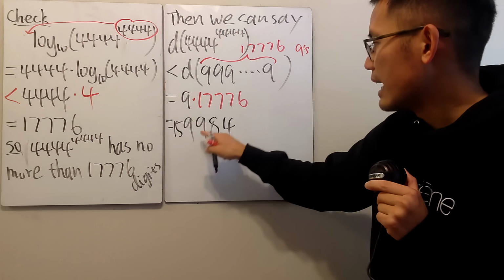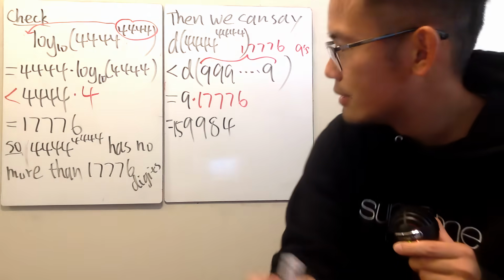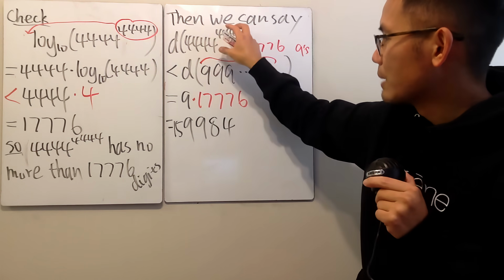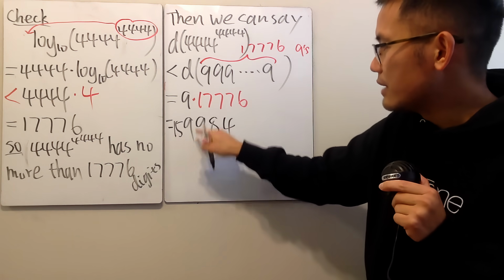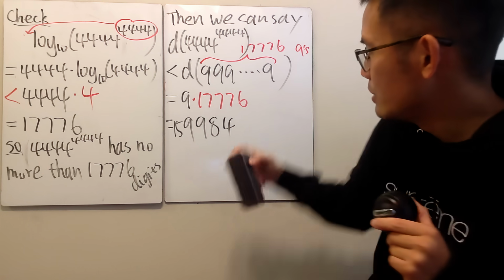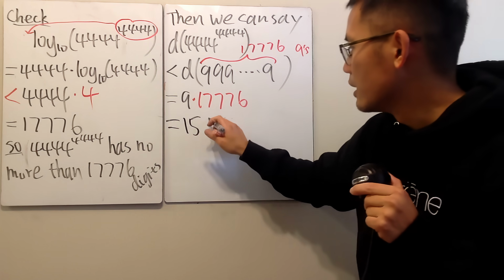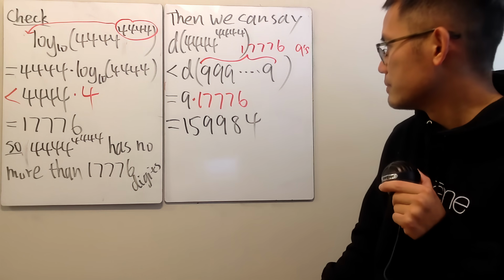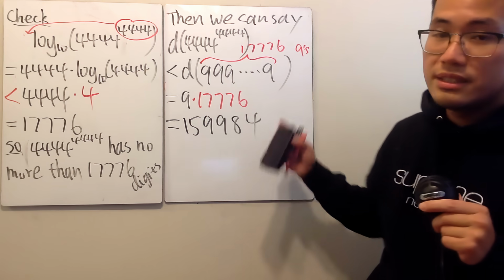So 159,984. So the first digit sum, the digit sum of this right here, is at most 159,984, right? So perhaps let me just write this down right here. 159,984. I believe that's the number I wrote down. So let me just make sure. Yes, right? So this is good.